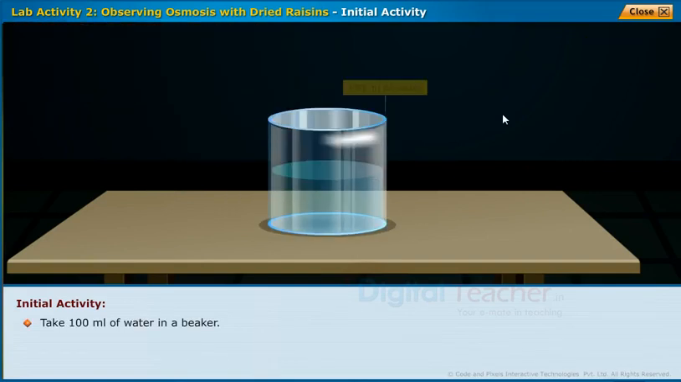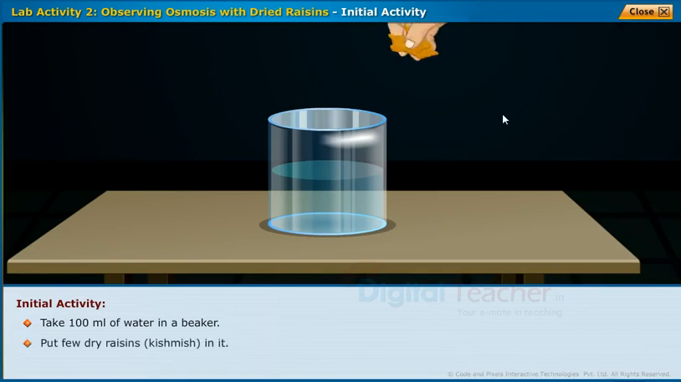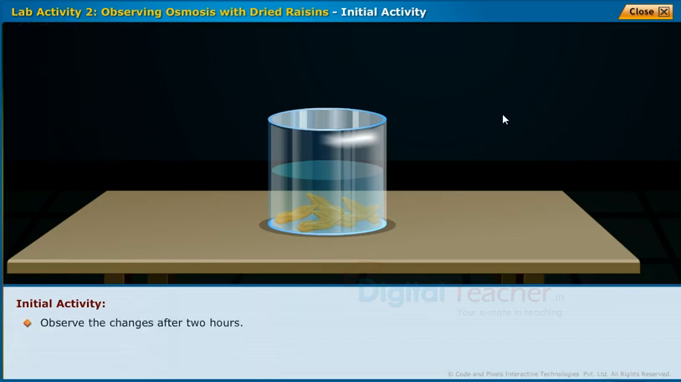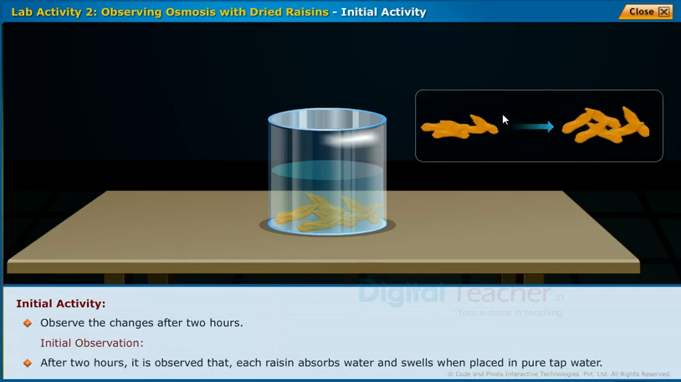Take 100 ml of water in a beaker. Put a few dry raisins or kishmish in it. Leave them aside for 2 hours. Observe the changes after 2 hours. Initial observation. After 2 hours, it is observed that each raisin absorbs water and swells when placed in pure tap water.